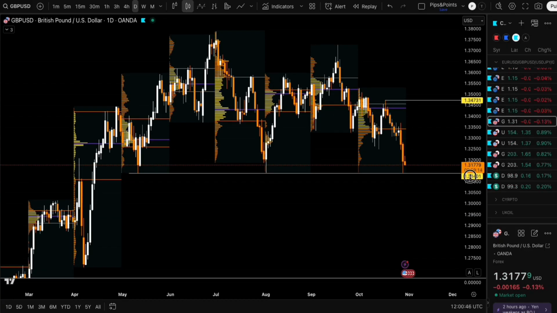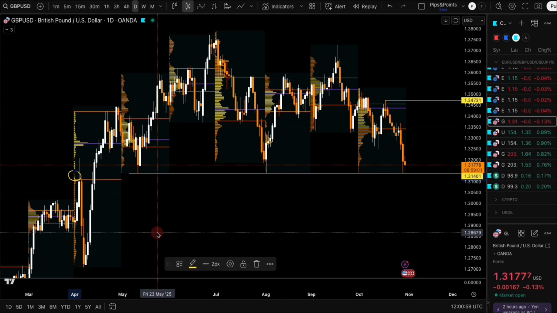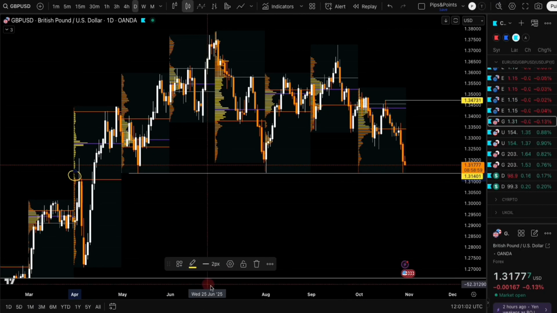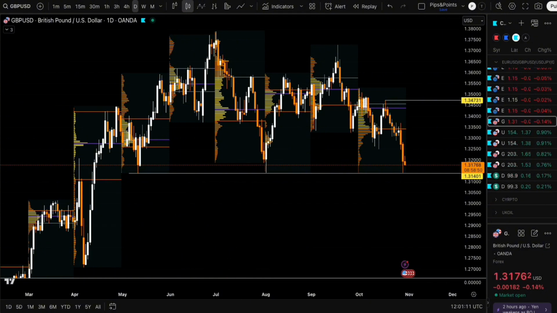So with that side of things covered, we notice in this area right here, I'm just going to highlight that for you. In this area right here, we have a low volume node. So we have a low volume node at the support level, which basically, in my opinion, increases the probability that there will be a bounce at that level. Whether that bounce comes today or tomorrow, that's yet to be seen. But as it stands, I'll be expecting a bounce at that level.